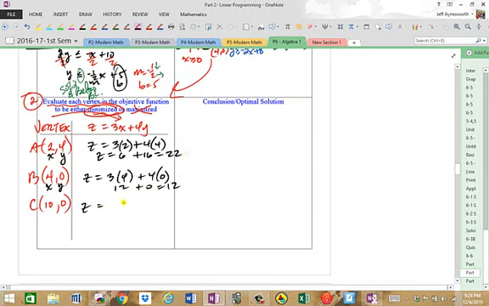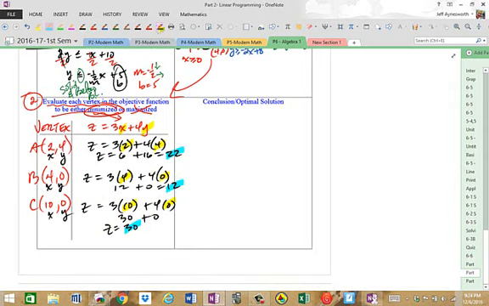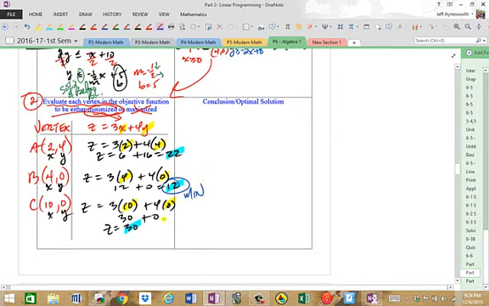On C though, we got 3 times x, which is 10. So 3 times 10 plus 4 times 0. Notice how I'm substituting in each time here and here and here. I just take the values and substitute them in. And this time I get 30 plus 0 or 30. So my results are 22, 12, and 30. So which one is the minimum? Well, the minimum is the smallest. And right here, I can see 12 is the smallest. So this is the minimum, and this is what I need.